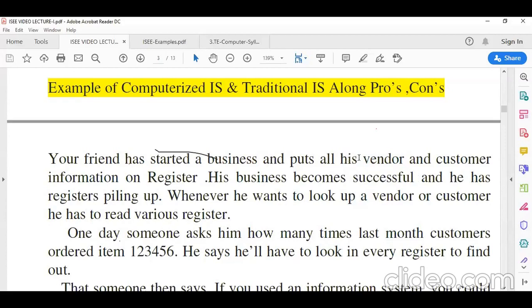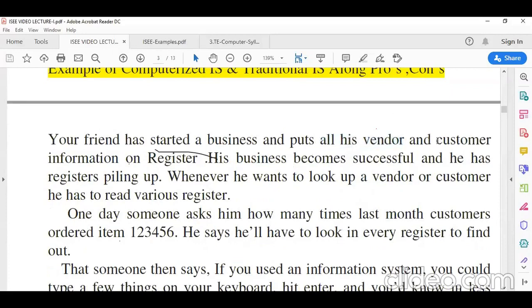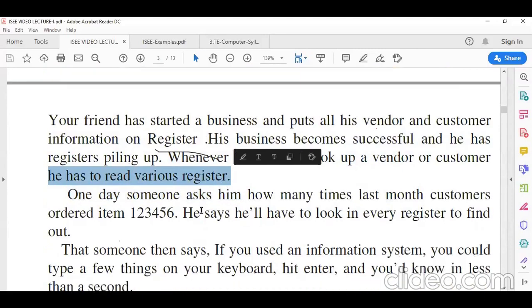Not only the customer information, but information related with the vendors also has to be kept in your information system. I just read the same example. Your friend has started a business and put all his vendor and customer information on a register. His business becomes successful and he has registers piling up. म्हणजे काय? की भरपूर रजिस्टर तयार झाले, बरोबर ना. बिझनेस जर वाढला तर कस्टमर जास्त येतील, इन्फॉर्मेशन जी तुमच्या रजिस्टरमध्ये एंट्री होणार आहे ती जास्त होईल. Number of registers are getting piling up. Whenever he wants to look up a vendor or customer, he has to read the various registers. Mayur has to read the various registers.